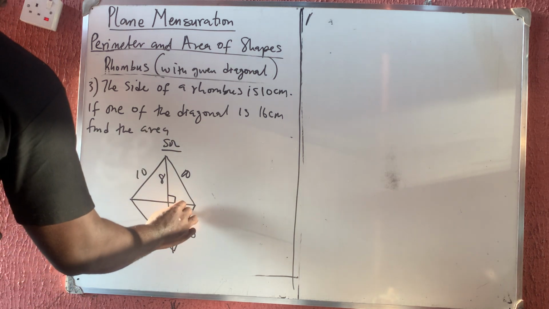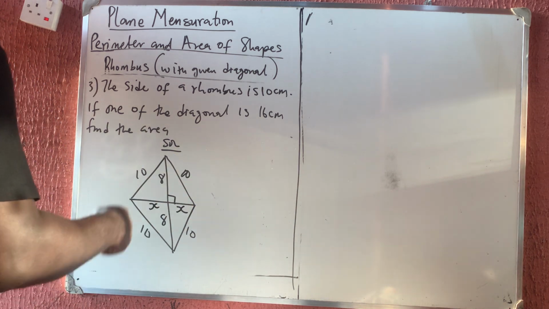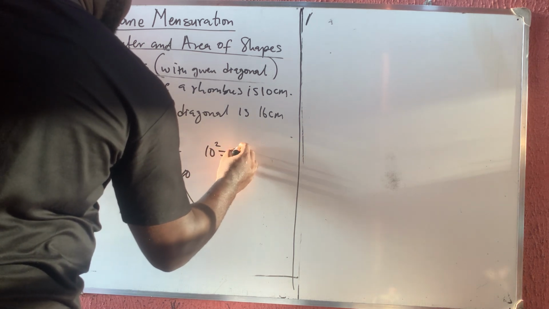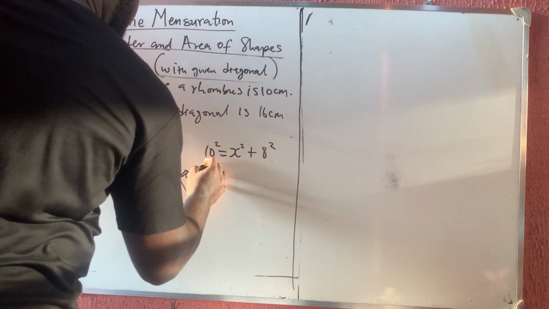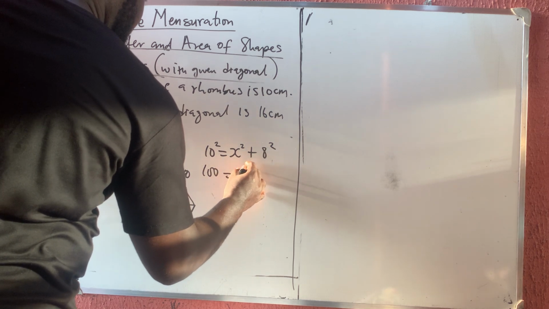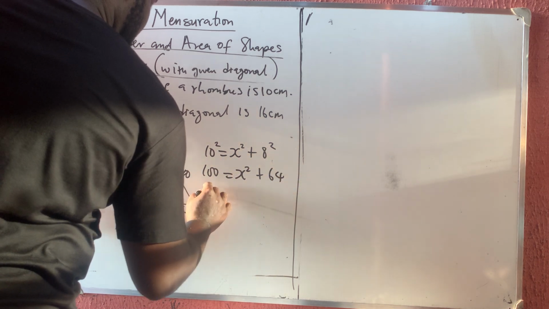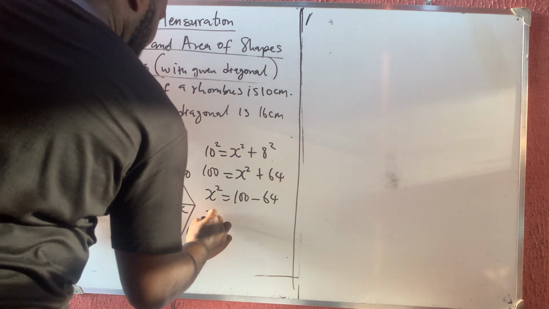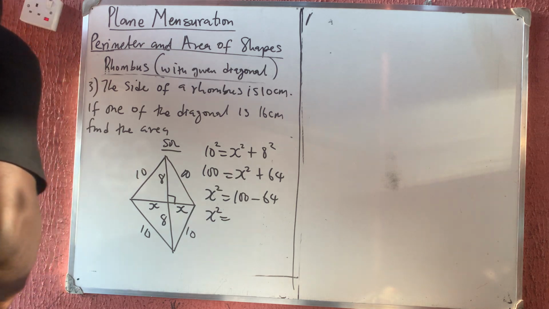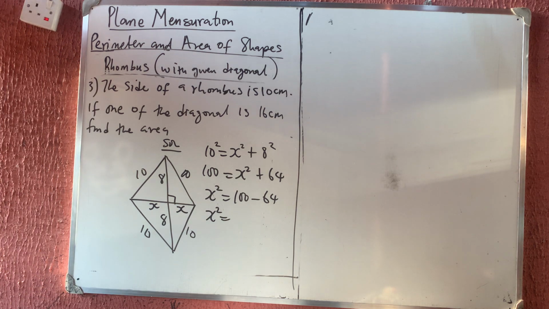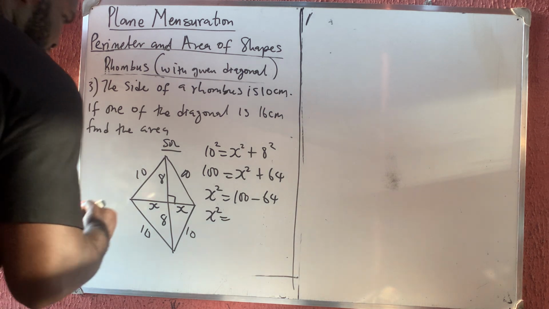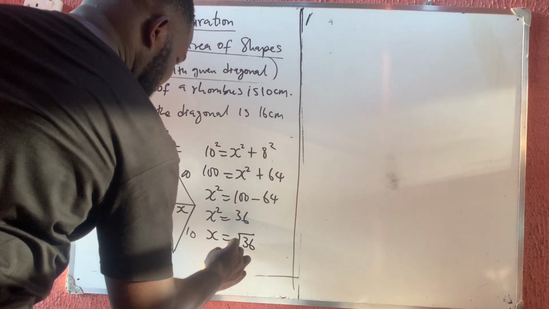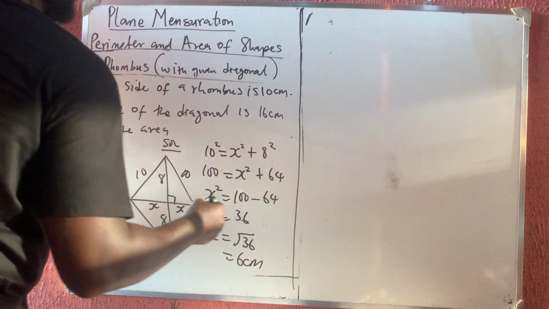So we can find here x. If here is x, here should be x. We apply Pythagoras theorem again. I say that 10 squared is equal to x squared plus 8 squared. So therefore, 100 is equal to x squared plus 64. So x squared will now be 100 minus 64, which is 36. So therefore, my x is now the square root of 36, which is equal to 6 cm.